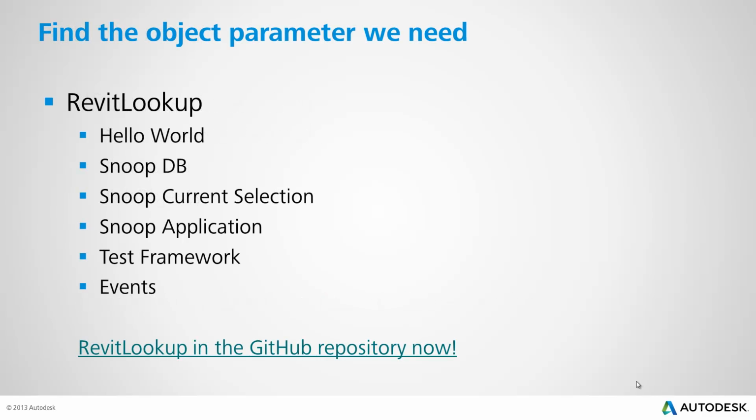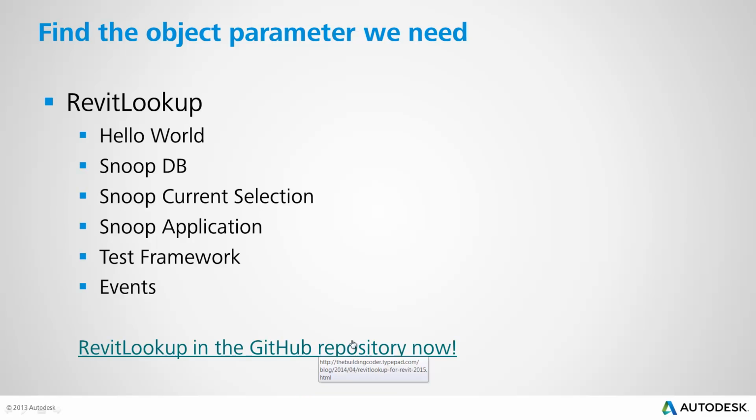Now that we have the room, we need to change its room number. Now, how do we determine which parameter needs to be changed in order to change the room number? For this, we can use the Revit Lookup tool. The Revit Lookup tool used to be a part of the Revit SDK up until the 2014 version, but starting with Revit 2015, the Revit Lookup tool is available separately on the GitHub repository. At the end of this presentation, I will provide links that will allow you to access this GitHub repository. You will also find the link to the GitHub repository at the bottom of this slide.